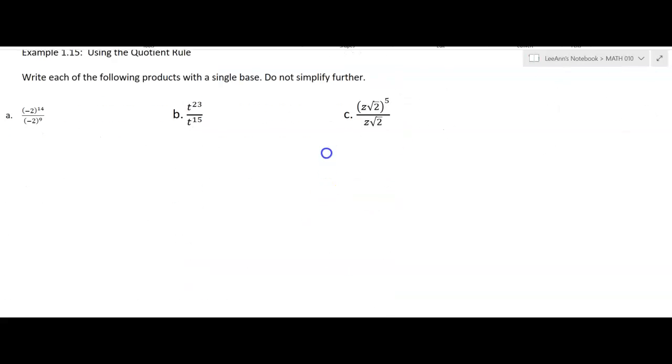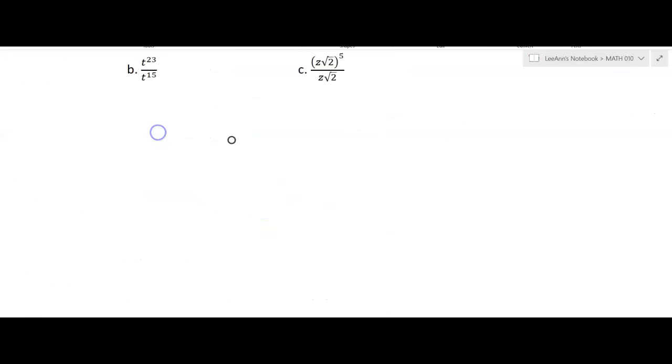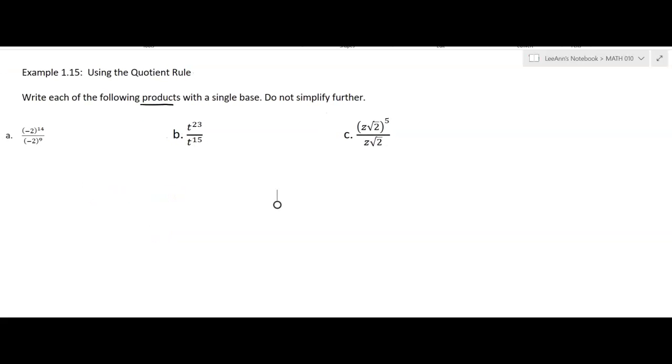So let's do some examples. Write each of the following. It says products. I think they should say quotients there. I think that's a mistake. But anyway, I went by what the book said. And then it says, do not simplify further. I have a tendency to go by the textbook because I figure we all have the textbook, or access to it.